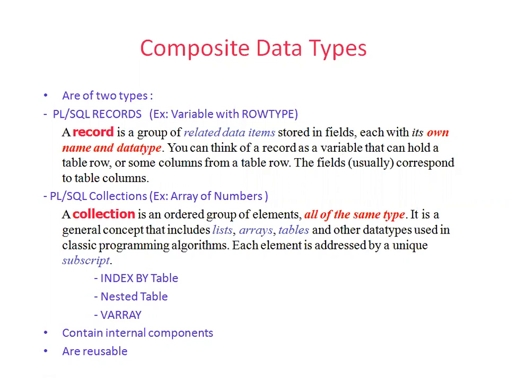Coming to the collection, it's an ordered group of elements, all of the same type. That same type can be a single column or it can be a group of columns also. That's a little bit of difference between a record and a collection. We'll see an example, then we can get more clarity. When you deal with a PL/SQL record, we mostly use the %ROWTYPE attribute, or we can also declare our own data type.